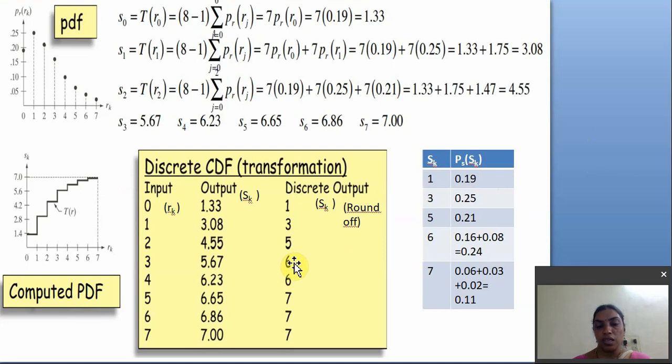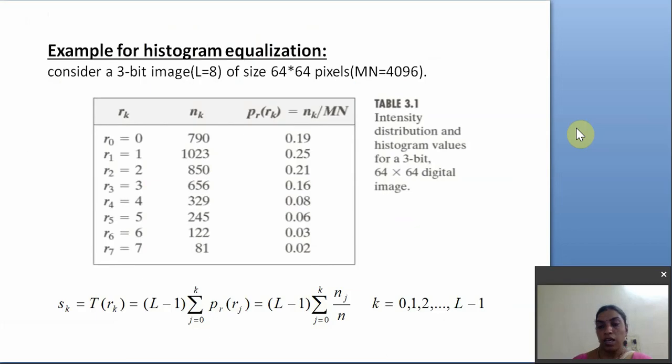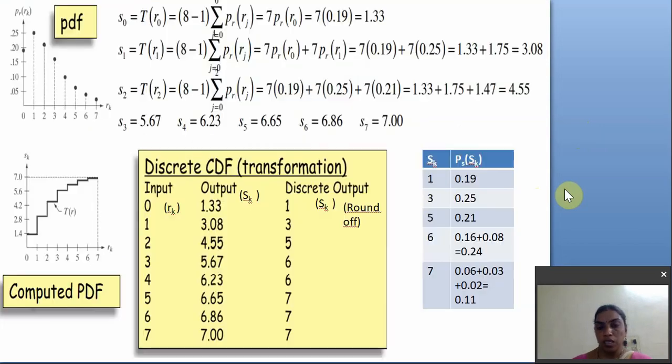Now observe the 6. For 6, two intensities map to it: one is 3, another is 4. For intensity 3, PR of RK is 0.16. For intensity 4, PR of RK is 0.08. You just combine those two. After adding these two, you get 0.24. That is the PS of SK for SK 6.